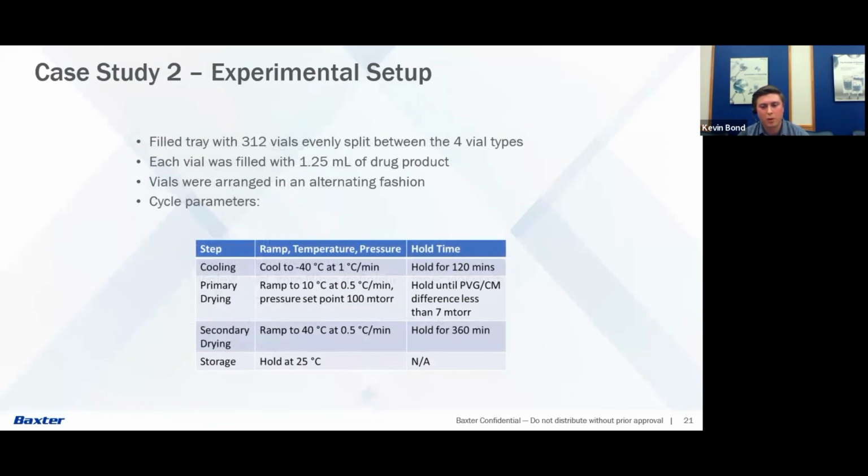So using the formulation from the previous slide, a total of 312 vials were filled, evenly split between the vial types listed on the last page. And as we've already discussed as well, we didn't want location to impact the fogging data, so the vials were alternated, so they were evenly split across the shelf. The vials were then lyophilized according to the parameters presented in the table here, and then after the cycle was completed, each vial was visually inspected for fogging.